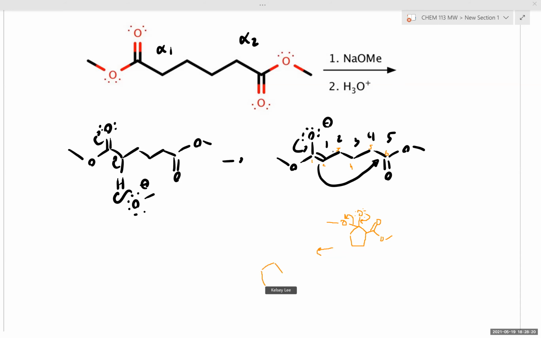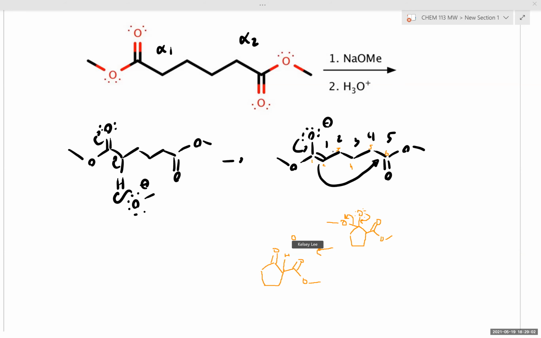Yep, so we kick out our leaving group. We make our beta ketoester. And are we done? Have we finished this mechanism? Not quite. We have to deprotonate our alpha position.